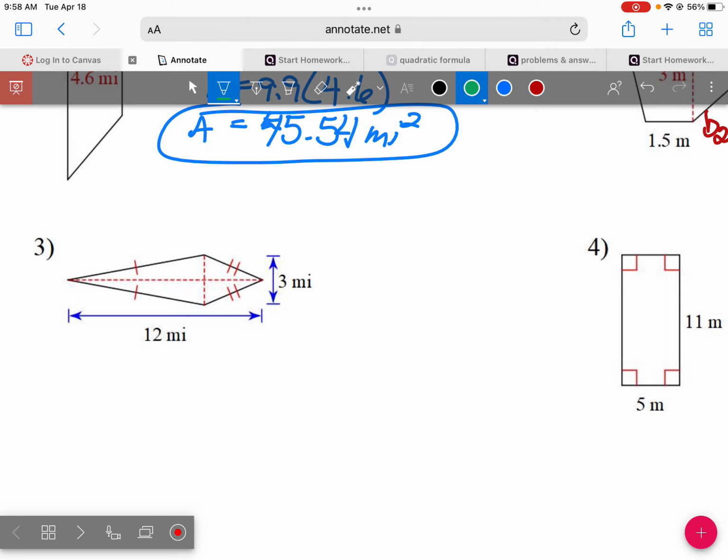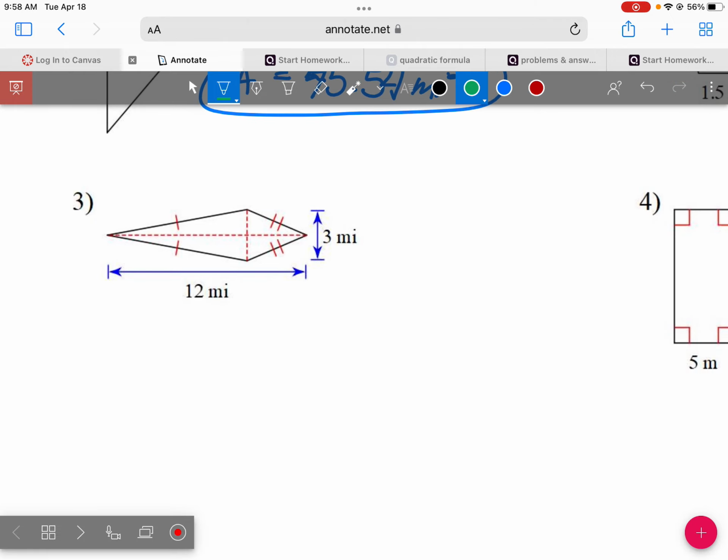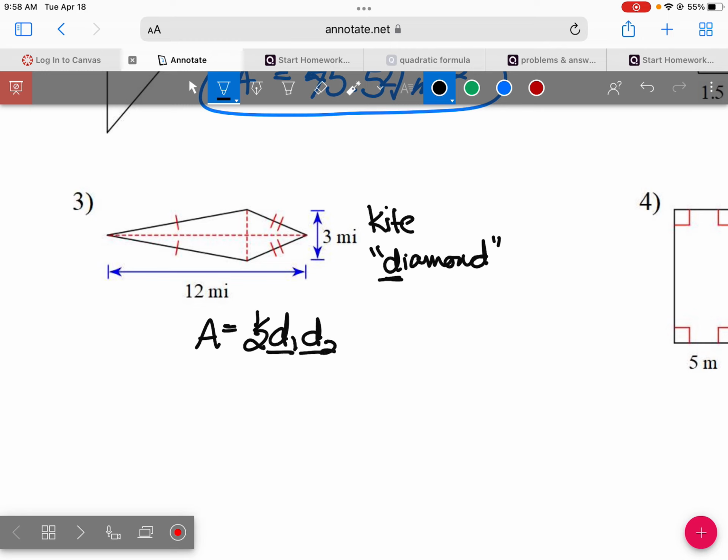Number 3. This is a kite, also known informally as a diamond. The D in diamond is supposed to remind you of 1/2 times diagonal 1 times diagonal 2.